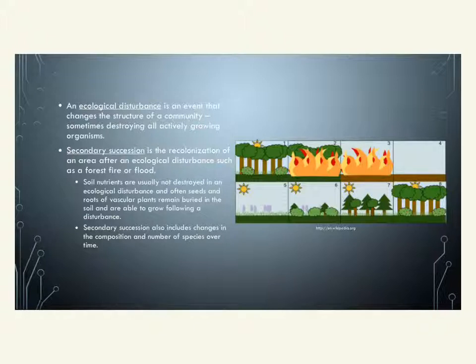Secondary succession also includes changes in the composition and number of species over time. So in this diagram here, we start and we end with forests that look identical. In reality, it's probably going to look a little bit different the next generation, because there'll be certain factors that might lead to a slightly different composition, with a different number of species next time around.